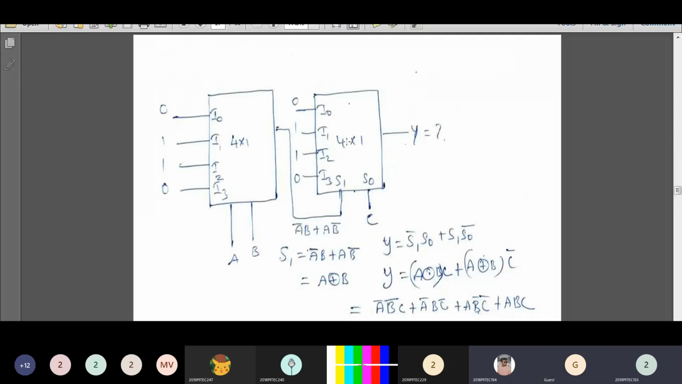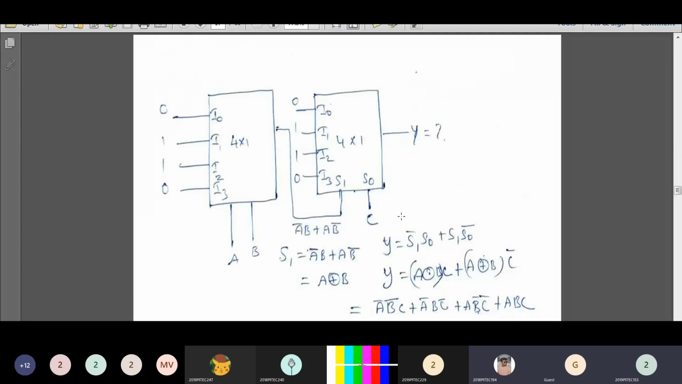Look at the second 4 cross 1 multiplexer. I naught value is 0, I1 value is 1, I2 value is 1, and I3 value is 0. So no need to consider I naught and I3. If you multiply the minterms with I naught and I3, you will get 0 only. You have to consider I1 and I2 only. Now you have to write the output expression for the second 4 cross 1 multiplexer.